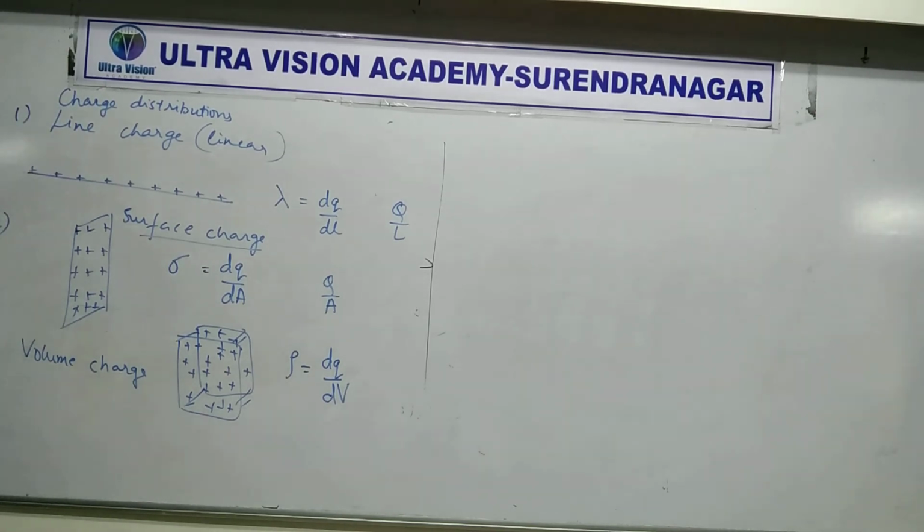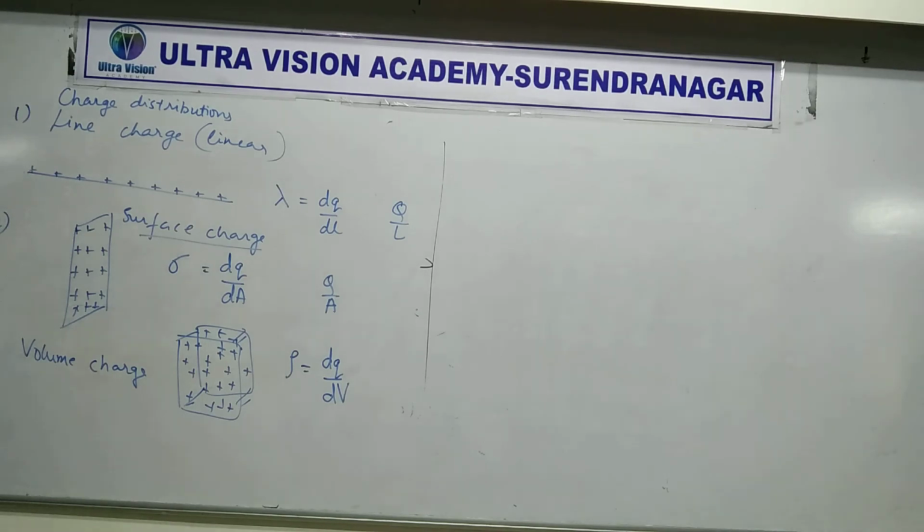So let's read this question. Question 10. An infinite uniformly charged sheet, so there's a sheet like this. It has charge, with surface charge density sigma, and it cuts through a spherical Gaussian surface.